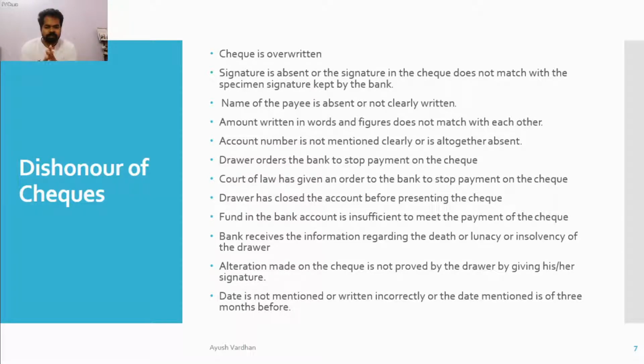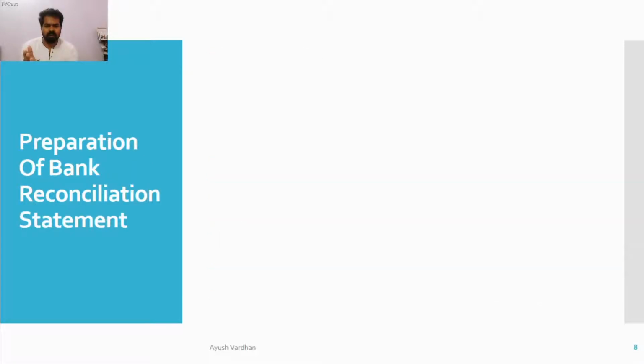Or an alteration made on the check is not proven. Sometimes you are writing the name and you make some mistake in writing the name. Then you make the changes in the name and put your initial signature there, and that signature is not matching the bank account, so that could be a reason. Or the date is not mentioned or written correctly on the check. So that could be another reason for dishonor of a check.